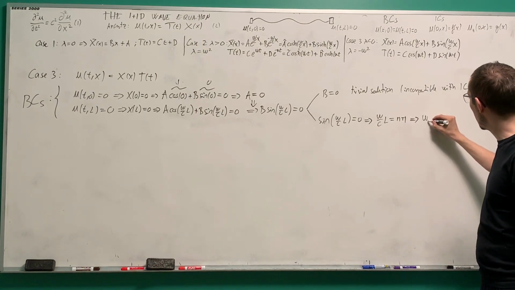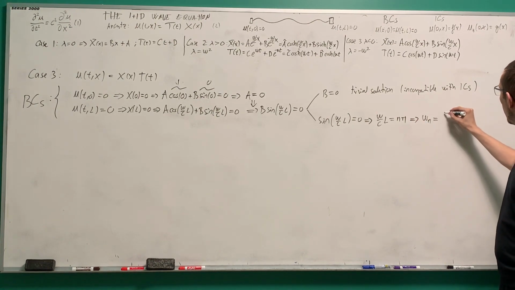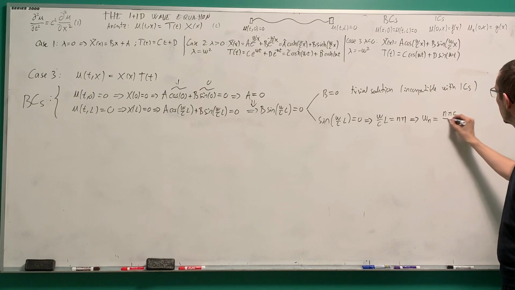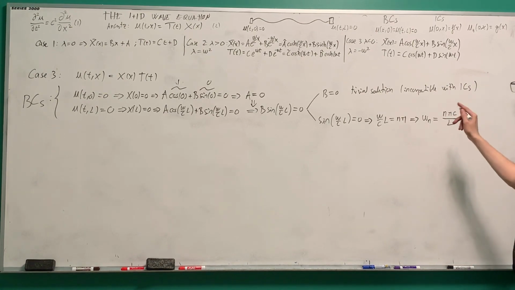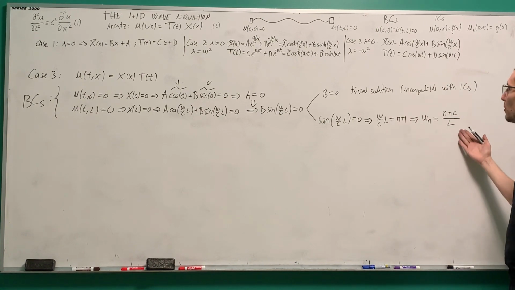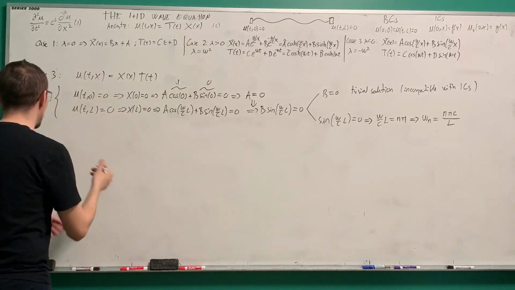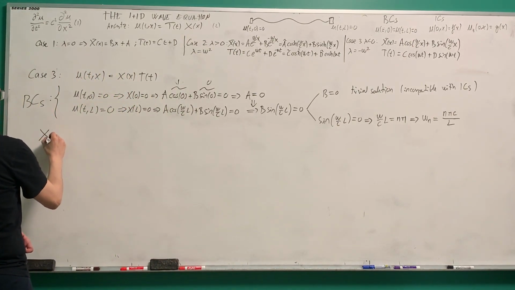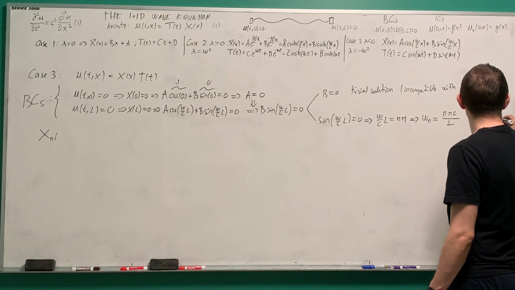Let's call them omega n. And these omega n's are n pi C divided by L. So when omega is n pi C divided by L, the sine is 0 and that gives me an infinite number of solutions. We can write the infinite number of solutions as follows. So we would have the x sub n, because there's an infinite number of them for n. I didn't write it here, but n is an integer.